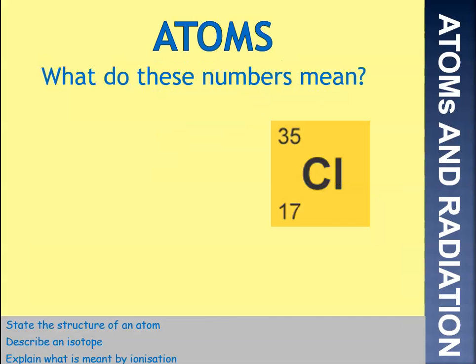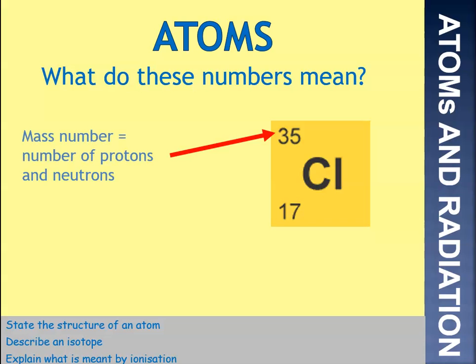Okay, so when we look at a periodic table or we see any representation of atoms, we see this representation. We've got Cl with 35 and 17 there. So what do those numbers mean? Well, the top number tells us the mass number. That tells us everything we need to know about the nucleus. It tells us how many protons and how many neutrons are present in the nucleus.